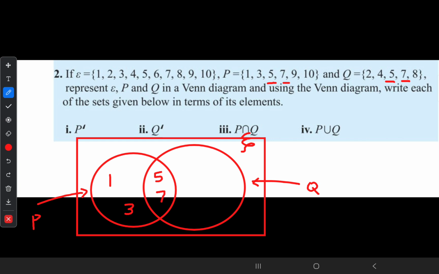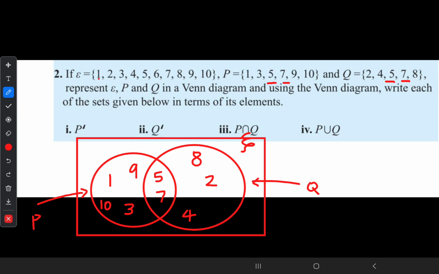Okay, next we have here 9 and 10. So 1, 3, 5, 7, 9, 10 in set P. In Q we have 2, 4, 5, 7 and 8. And not only this, our task is not done yet. There are some elements belonging to the universal set. Let's check whether all the elements exist in these two sets or not.